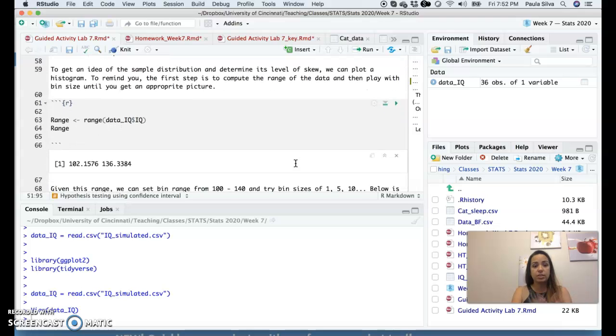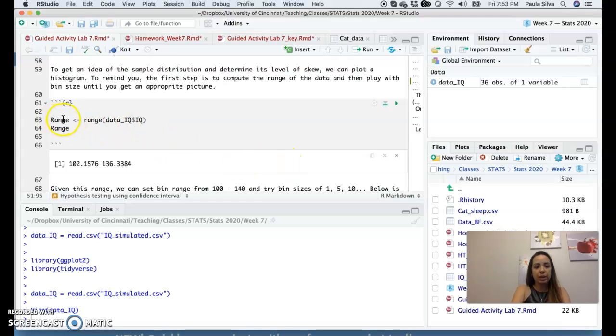So to get an idea of the sample distribution, the distribution of data in the sample, and determine its level of skew, we can plot a histogram. To remind you, the first step to compute a histogram is to compute the range of the data, because then we can decide at which point the bins start and at which point the bins end. Remember, we have to have bins to include all of the data. And from that, we play with bin size until we get a histogram that's not like a broken comb, but has enough detail for us to gauge the distribution shape.